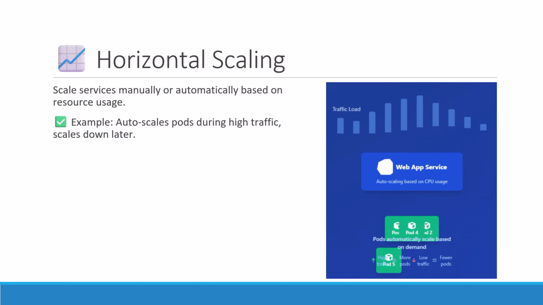Horizontal scaling. Scaling an app up or down is super easy with Kubernetes. You can scale your services manually with a simple command or automatically based on your CPU or memory usage. For example, if your website starts getting a ton of traffic, Kubernetes can automatically add more pods to handle the load, then scale down when traffic drops.